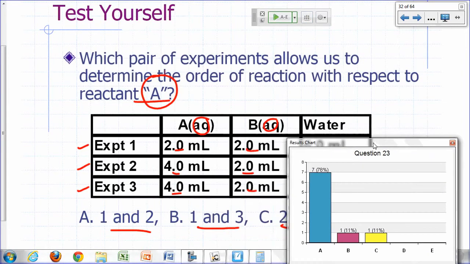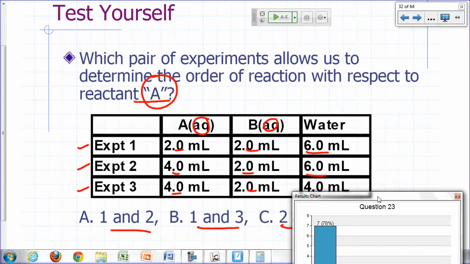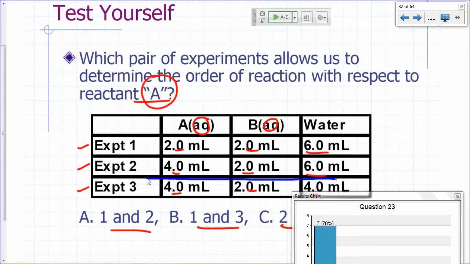Okay, the popular answer is 1 and 2. Why 1 and 2? What happens between 1 and 2? You use twice as much A. You maintain the same amount of B, right? So does that work? You fell for my trap.